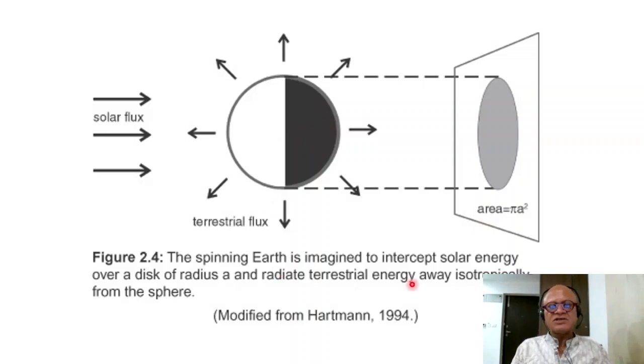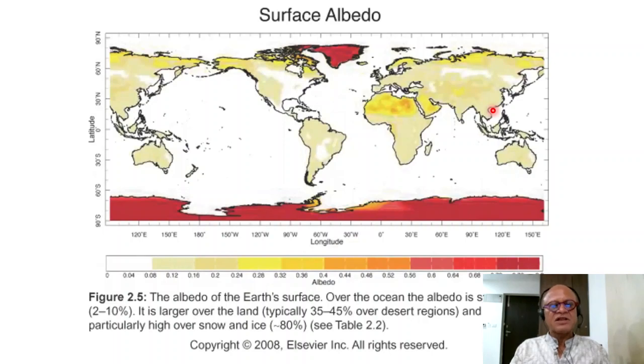Okay, so the spinning Earth is imagined to intercept solar energy over a disk of radius a and radiate terrestrial energy away isotropically from a surface, which means at each square meter energy is going out. Okay, so the intercepted energy is related to the area that is always projected to the sun, and outgoing energy is going from every point on the surface. Just listen to it and make sure you understand. It's very kind of subtle, but still very important.